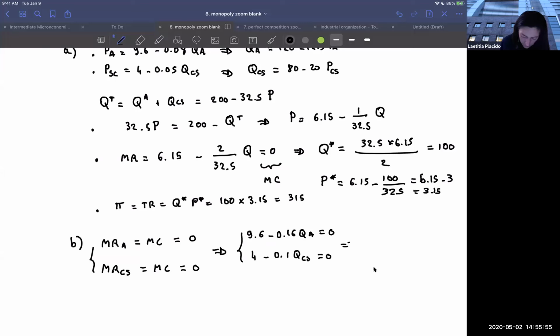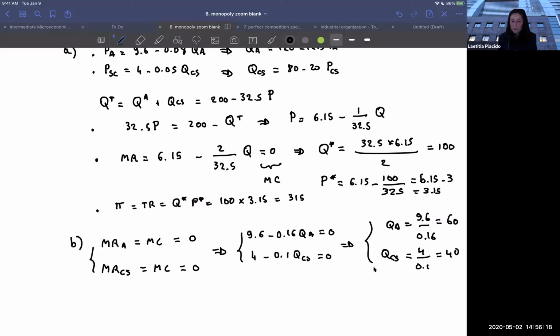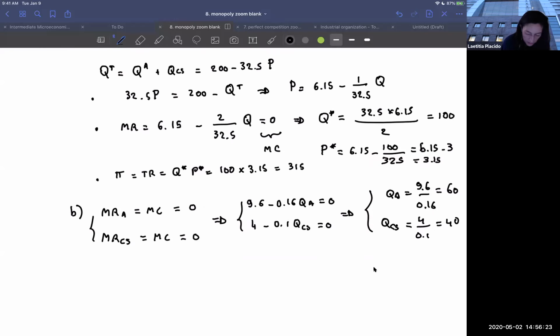Equals 0. And this gives QA equals 9.6 over 0.16, which is 60, and Q for the senior, which is 4 over 0.1, which is 40. Okay, so we found the optimal quantity in the two markets. Now let's get the optimal price by just substituting this value in each of the respective demand curve.